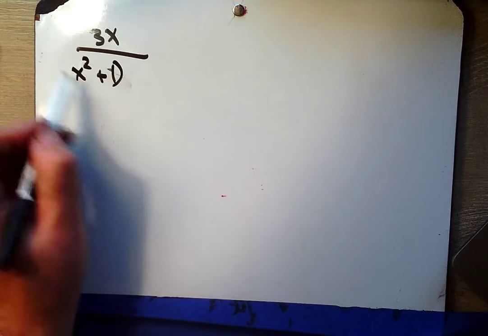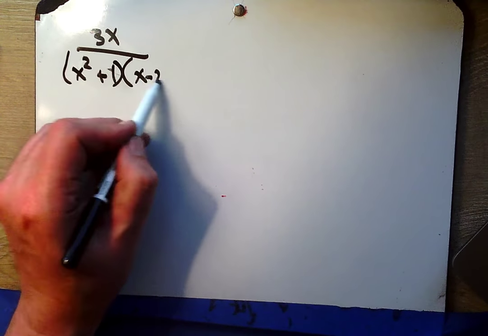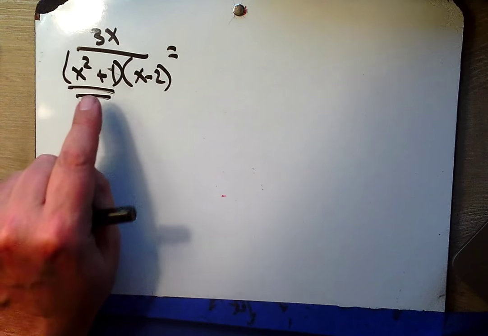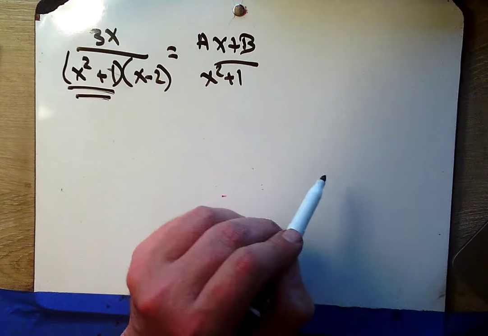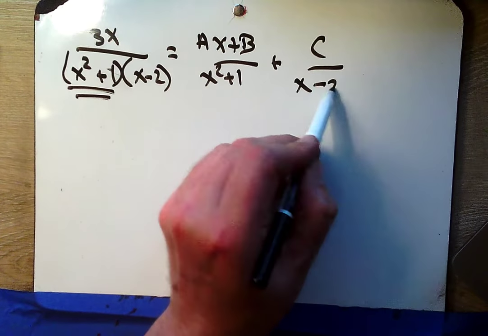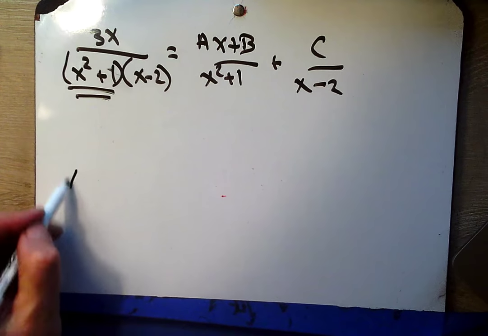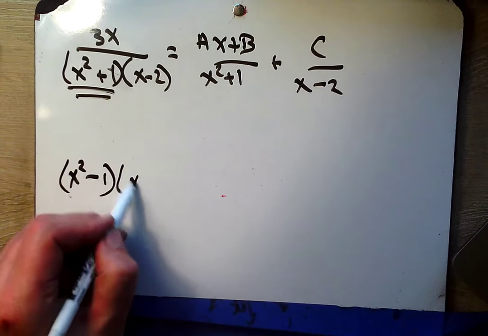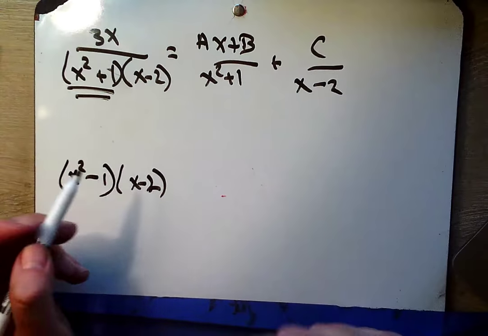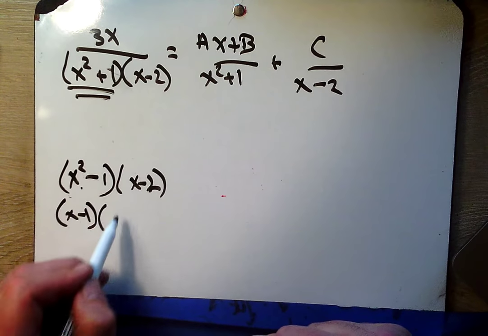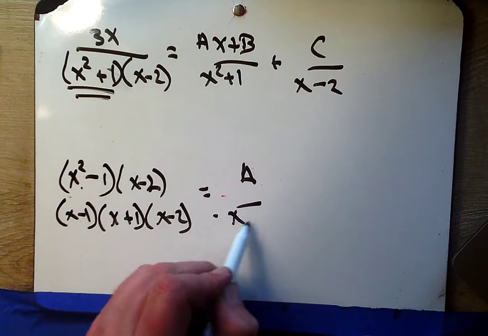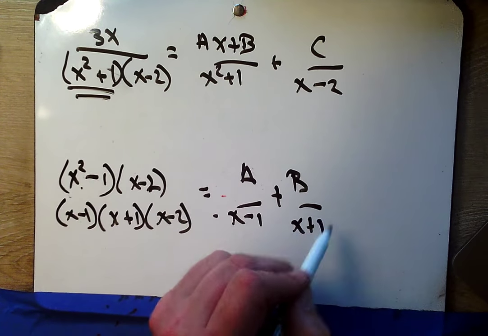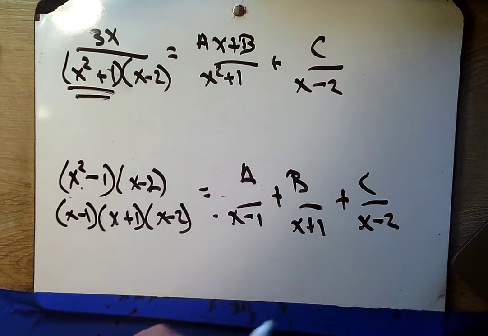3x over (x squared plus 1)(x minus 2). Okay, so remember with this irreducible quadratic, i.e. I can't factor this with real numbers, I need Ax plus B on top of x squared plus 1. And then I need a C over the x minus 2. Remember, if this problem had been (x squared minus 1)(x minus 2), I wouldn't need to do that, because this factors as (x minus 1)(x plus 1)(x minus 2), and so my setup here would be A over x minus 1, B over x plus 1, and C over x minus 2.